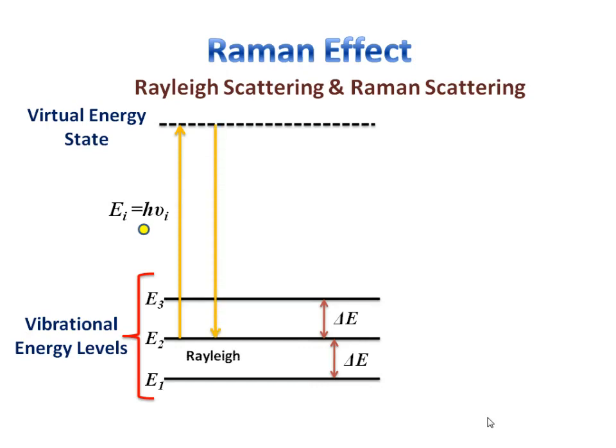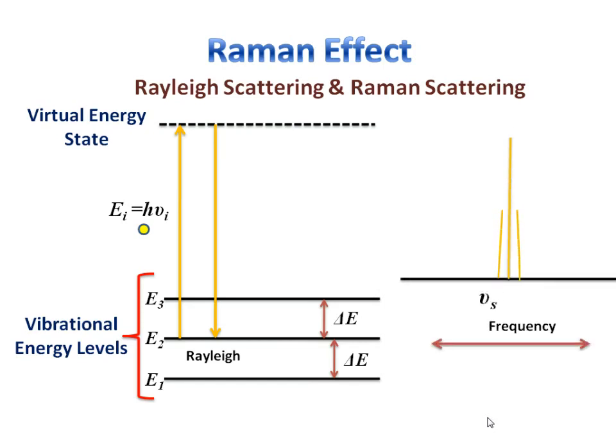The molecule then falls back to an energy level by emitting a photon. If the energy of the emitted photon is equal to the energy of the incident photon, then the molecule returns to its initial level. As emitted and incident photons have the same energies or frequencies, it is Rayleigh scattering, and the corresponding line in the scattered spectrum of light is called the Rayleigh line.